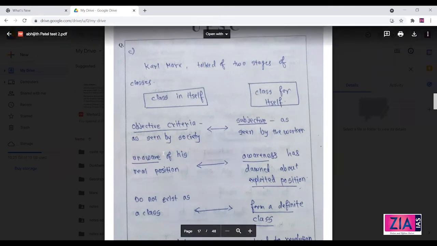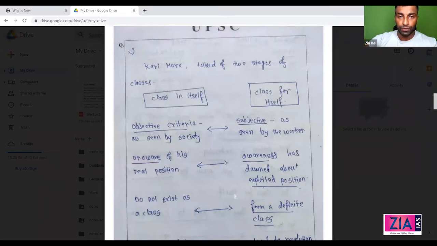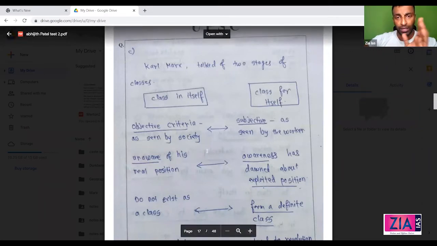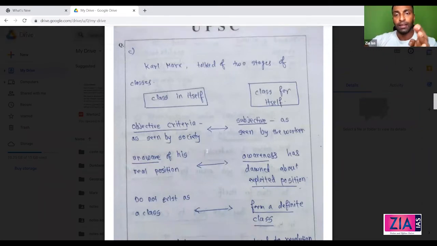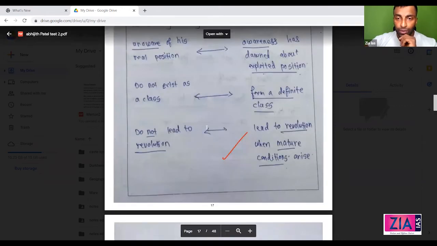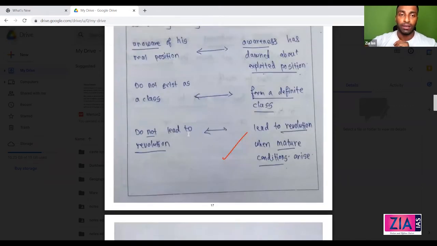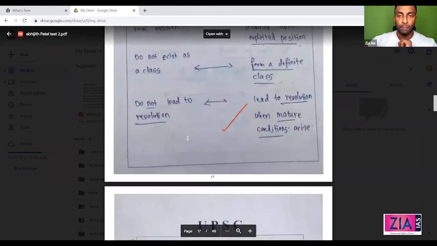See, they're asking about the transformation of class in itself to class for itself. Then why are you writing in bullet points? You need to explain what is class in itself and then how it is getting transformed to class for itself, and then talk about what is true consciousness and what is false consciousness, even in class for itself, where it can be false consciousness, and everything has to be mentioned properly. So in this way, you cannot do that. There is a lot of limitation, but the points which you have mentioned are correct.